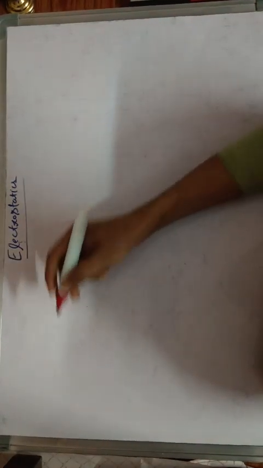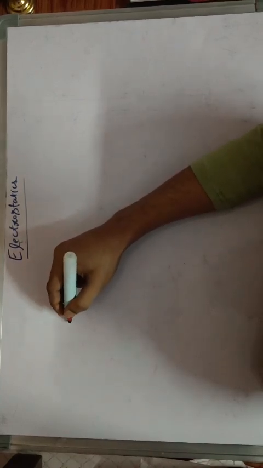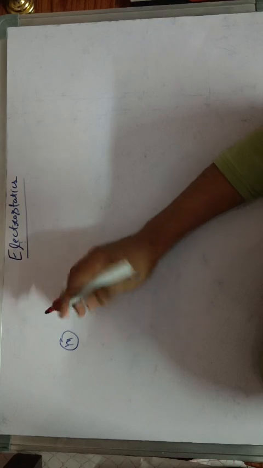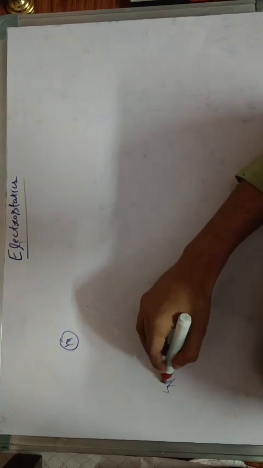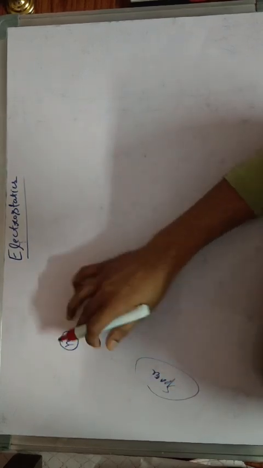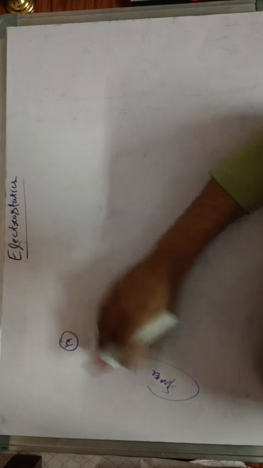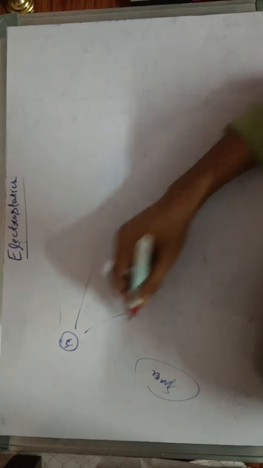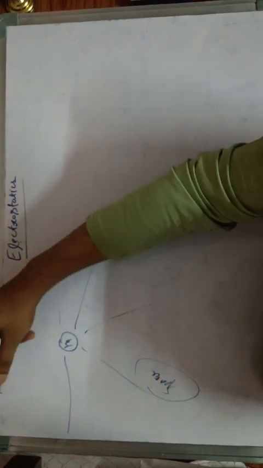Let's start with electrostatics. So, first few things is that, just like whenever there is a mass in space, let's say this is space and there is a mass in the space, then it will produce some gravity in the region.